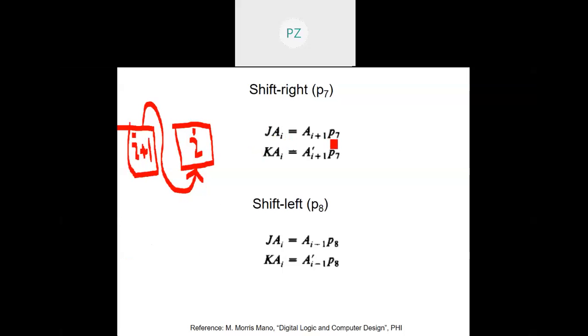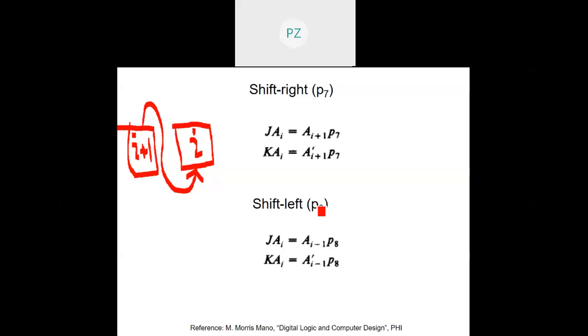So what is happening? J_i is A_{i+1} P7 and K_i is A_{i+1}' P7, so that it behaves as a D type flip-flop. So what will happen? J_i will be A_{i+1} P7, while A_{i+1}' P7 will go to K_i. So this JK flip-flop will essentially become a D flip-flop, because whatever you are giving at J_i, the complement of it is coming at K_i, A_{i+1}', right? So it will essentially behave as a D type flip-flop.